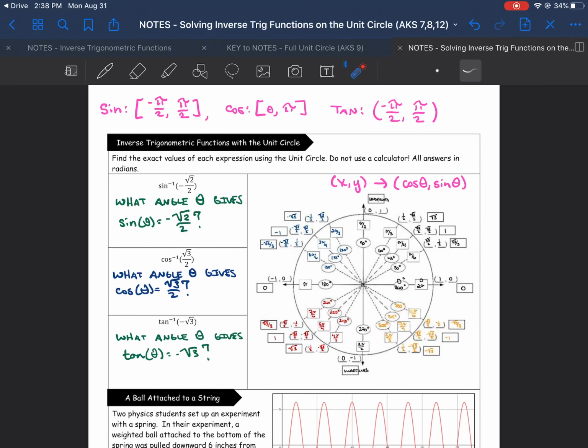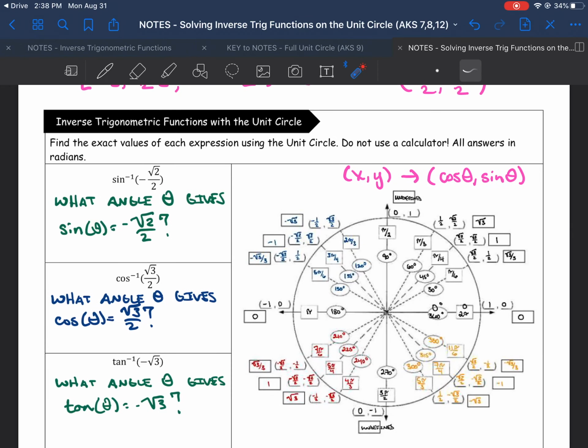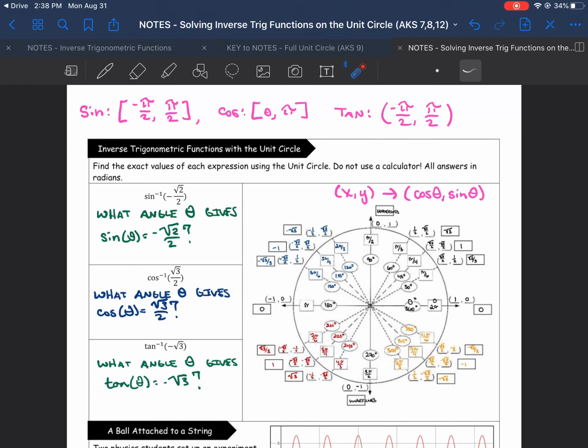So a couple reminders here. Remember that x comma y is cosine theta, sine theta. So cosine is the x value, sine is the y value. And also, just as a reminder, I'm writing up here at the top our trigonometric domain restrictions. Again, sine is restricted to negative pi over 2 to pi over 2, cosine is restricted to 0 to pi, and tangent is restricted to negative pi over 2 to pi over 2 as well.